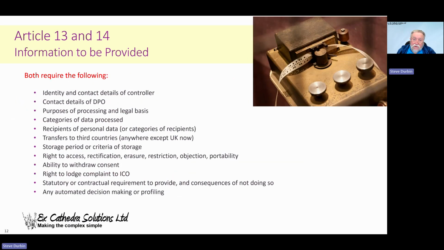Articles 13 and 14 talk about information to be provided to the data subject. Now, 13 is when you've got the data from the data subject, 14 is when you've got it from other people. There's quite a lot of overlap between them. So all of the things listed there have to be provided for both of them.